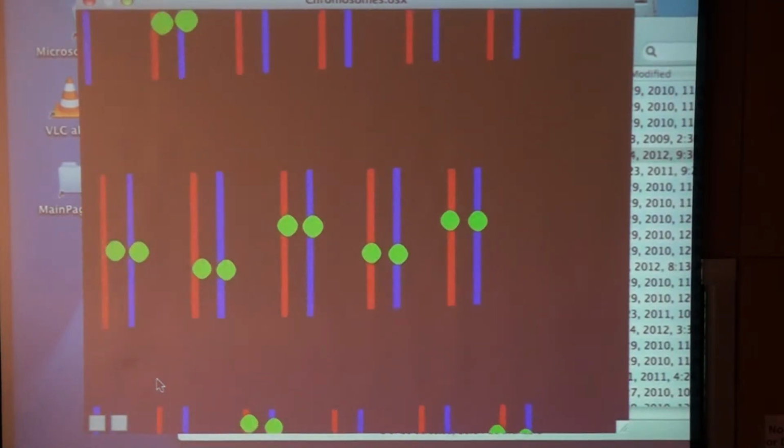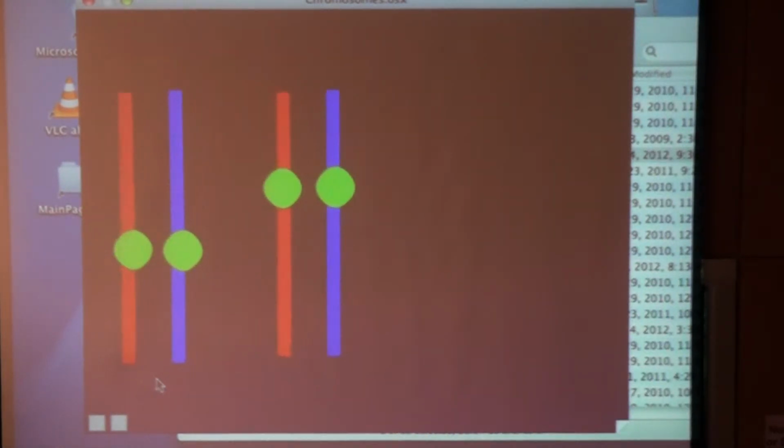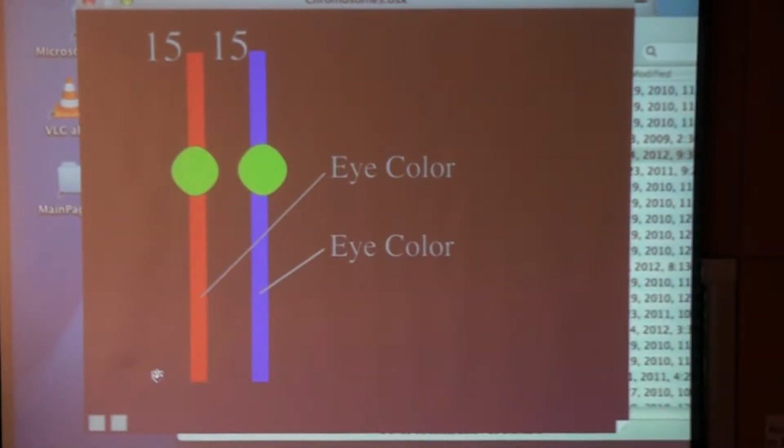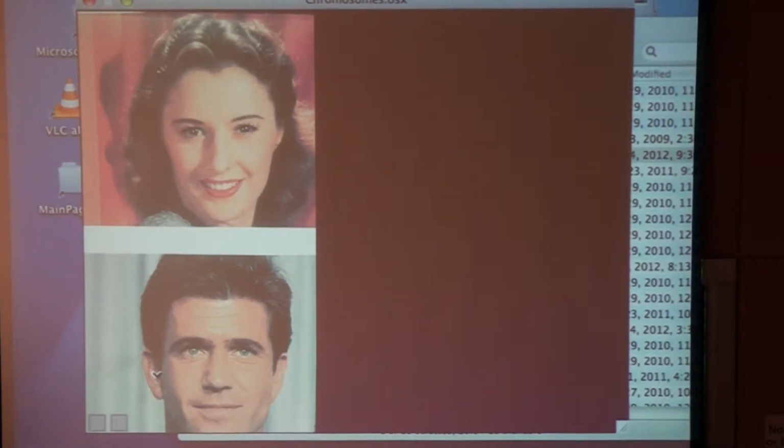But let's zoom in on it here. We know that people can have different color eyes. I guess that's Mel Gibson down at the bottom, and he has blue eyes. And the lady up on top, she's an actress also. I think her name is Barbara Stanwyck. She has brown eyes. So what's going on there?